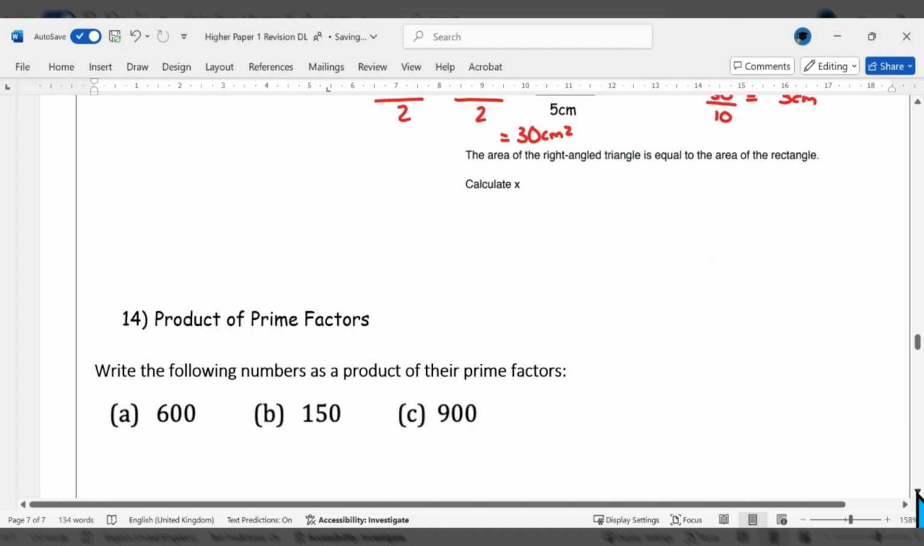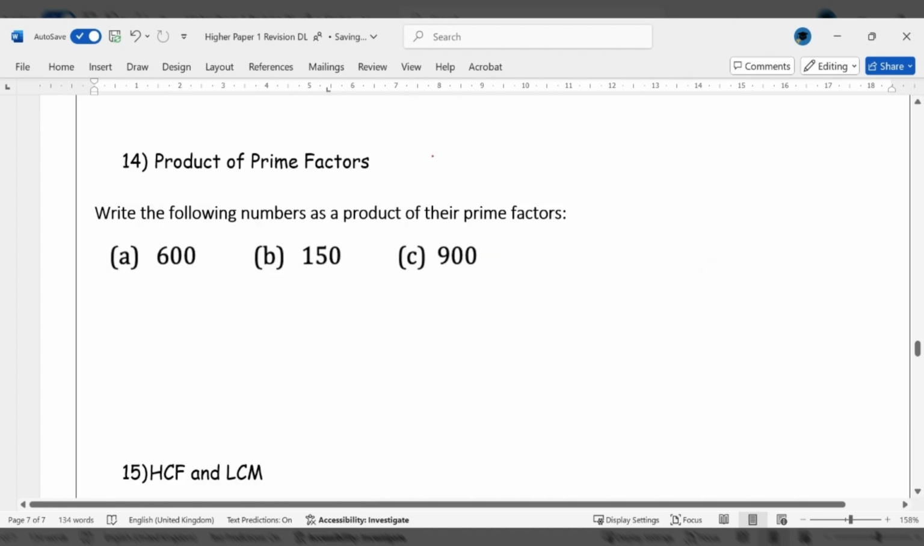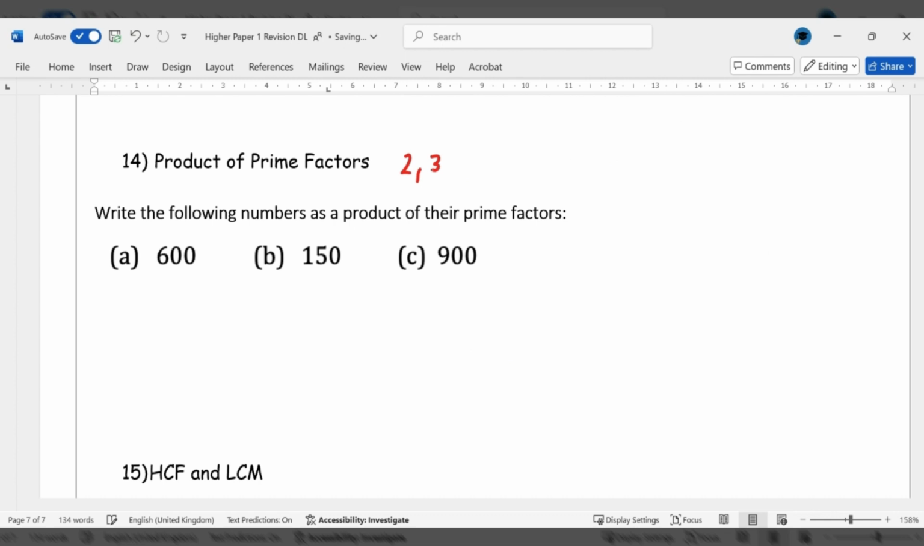14, product of primes. Again, all I'd say here to remind you is your prime numbers are these. 4 is not a prime number. 6 is not a prime number. Neither is 8, neither is 9, right? Neither is 10. They are your main ones. Obviously it keeps going, but you're not going to need more than those 5 to do these.